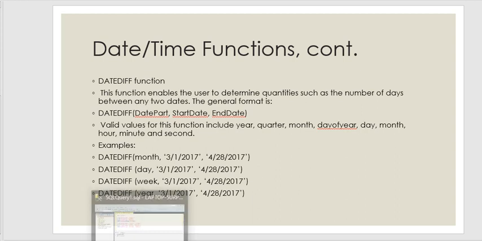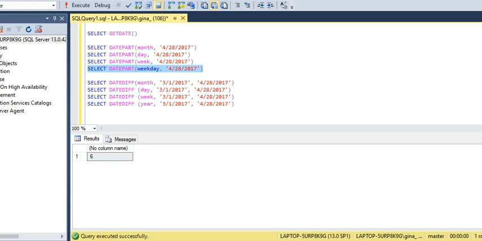So let's see how that works. How many months are in between these 2 dates? You're going to see it's 1. How many days are in between these 2 dates? You'll see there's 58 days between March 1st and April 28th. How many weeks are in between these two? And you will see it's 8. And for years, you should get a value of 0 because there's no year in between those.